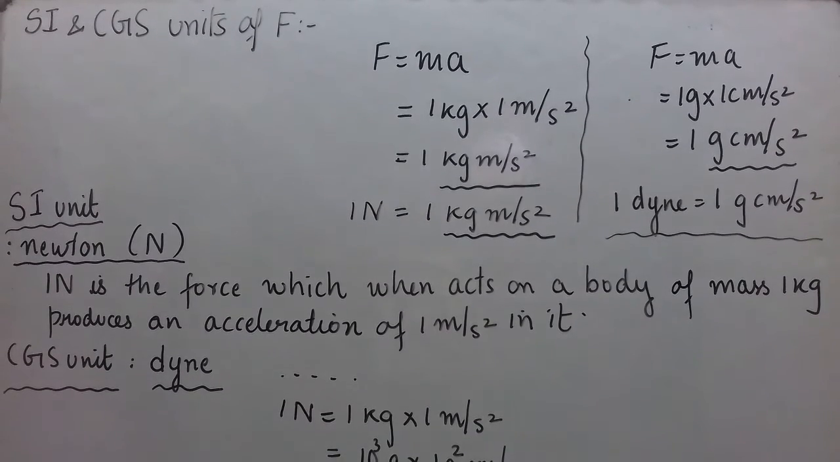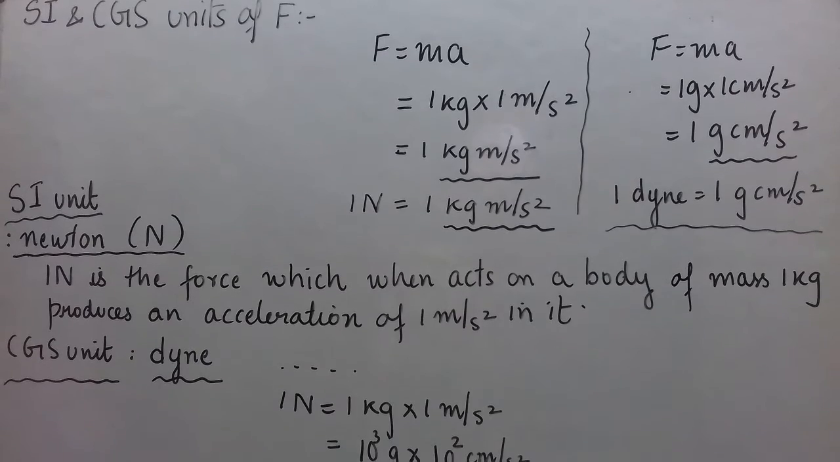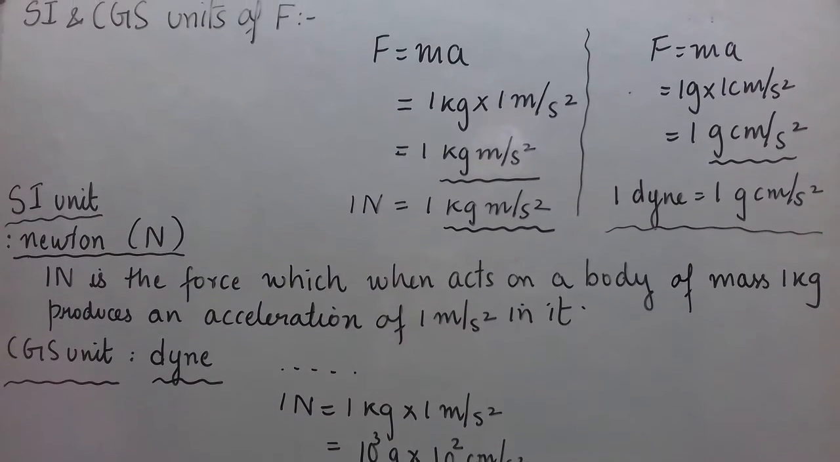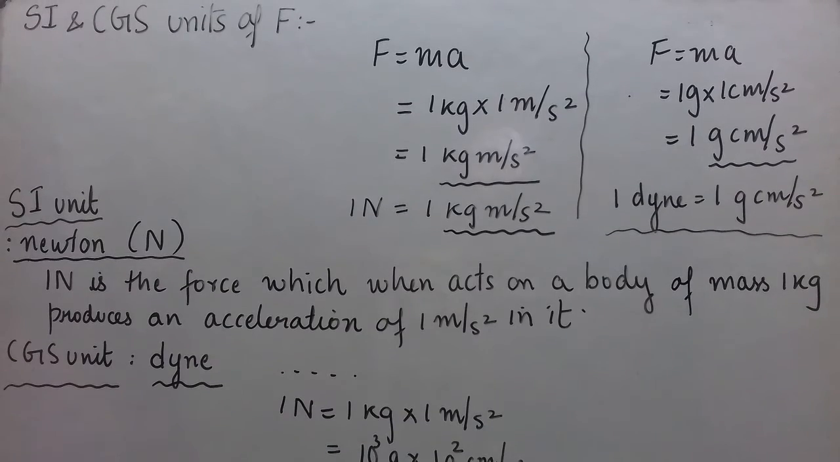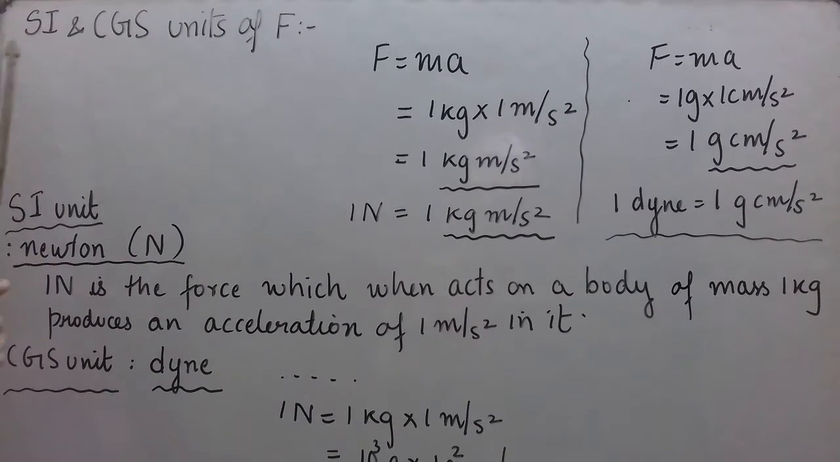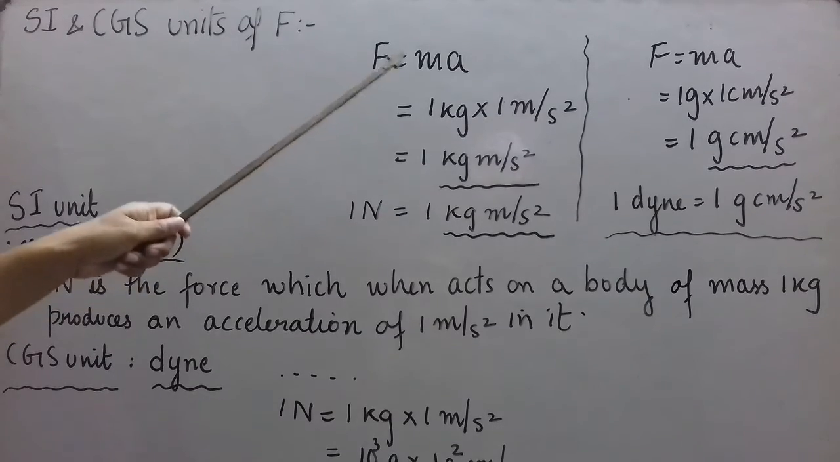Now our next question is you should be able to define the SI and CGS units of force, and also you should know how to get the relationship between them. So let us see this. Now for getting the units, we always use their formula. So for getting the unit of F, we'll use its formula. F is equal to MA.